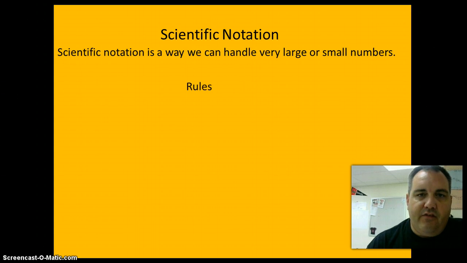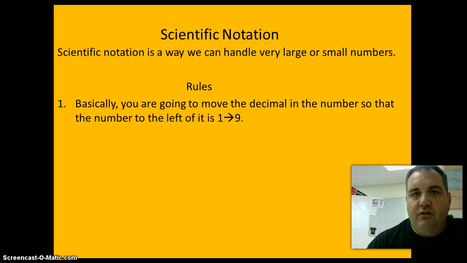Now, the rules that you should follow in order to do this: the first thing is you're going to look for the decimal or the assumed decimal and move it so that the number to the left of that decimal is 1 through 9. Okay, you shouldn't have a 12 or 36 to the left of it. It should be 1.3 or 3.6 when you're done.